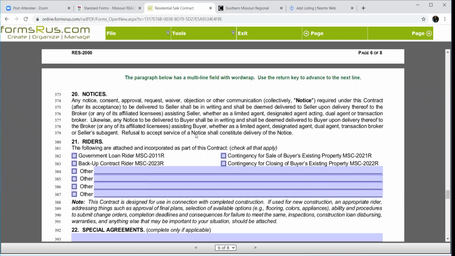The easiest way to describe this paragraph is notice to the agent is notice to the client. If I send you a contract, I should have the basic expectation that it is just as if I sent that contract directly to your client. And you should have the same expectation of me when you send me a document that I am timely forwarding that document to my client.